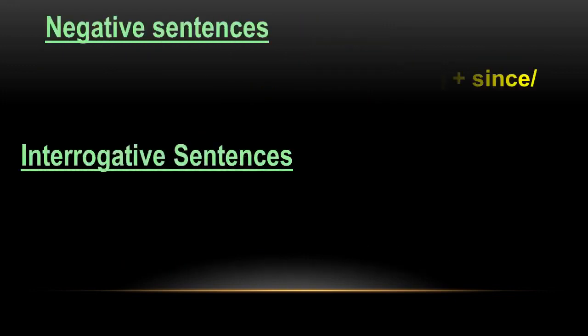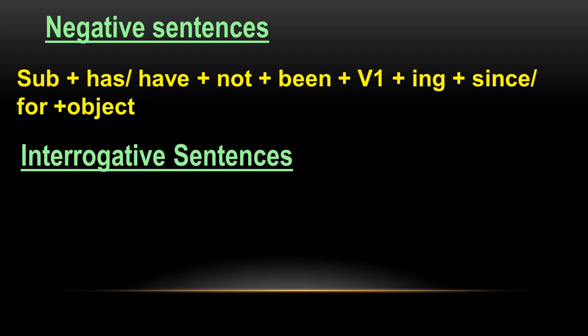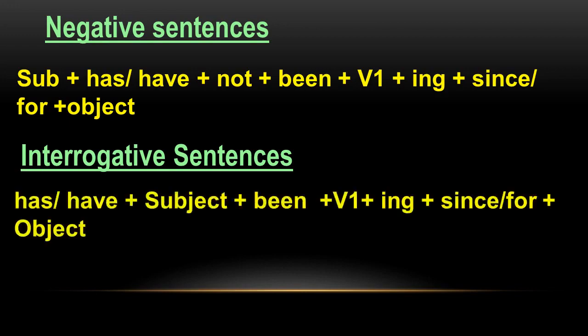For negative sentences, subject plus has/have plus not plus been plus first form of the verb plus ing plus since and for plus object. For interrogative sentences, has/have, the auxiliaries, will come forward, then subject, then been plus first form of the verb plus ing plus since and for plus object.